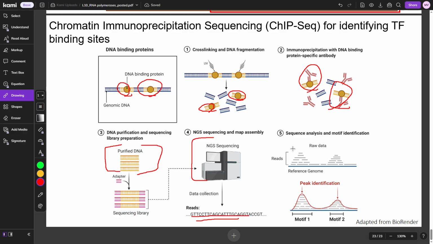And then I can also map it to a reference genome, and I can see where it's located in the genome. Like, I can actually literally look at where it's located. And I can see, oh, what other genes is it around, what genes is it regulating, and stuff like that.